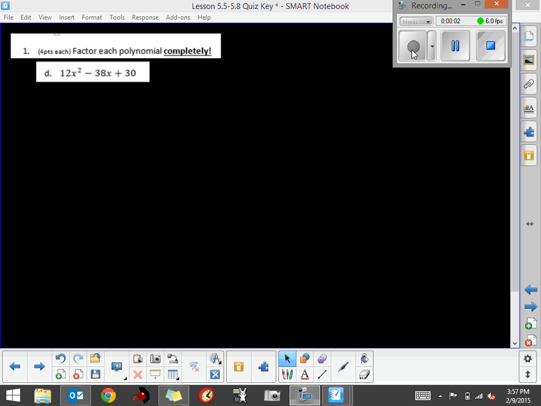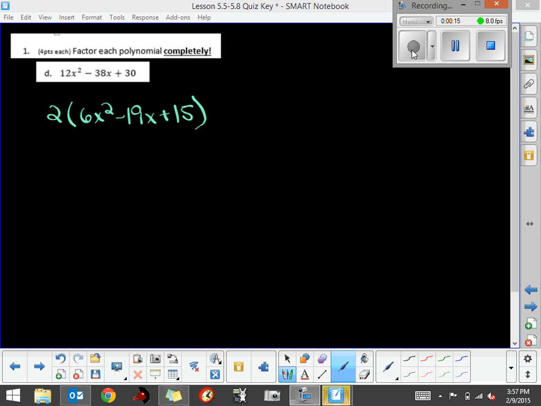In question 1d, we start off with a trinomial, and there's a common factor that can be factored out of this trinomial. A common factor 2 can be factored out of each one, so we'll get 6x squared minus 19x plus 15. That's my first round of factorization, so all I did is I took out the greatest common factor. That should be our first check always. Sometimes there's nothing there, and you just move on to your next round of factoring.